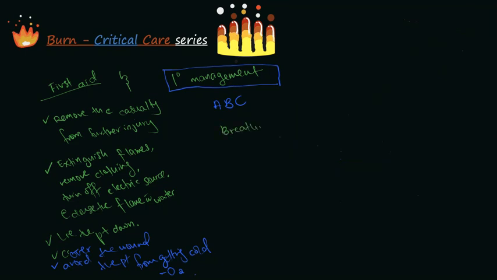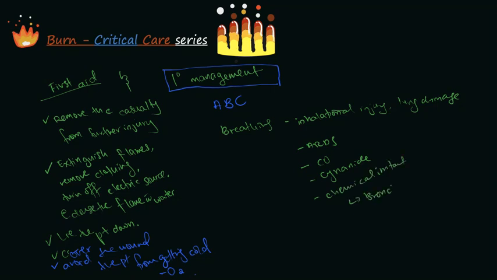For breathing, the problem that we may face is inhalational injury. This will cause lung damage, and the consequences include ARDS, carbon monoxide poisoning from substances released from the flame, cyanide poisoning also from burned substances, and also chemical irritants that are released from the substances that are burned. So this can cause bronchospasm and systemic toxicity.